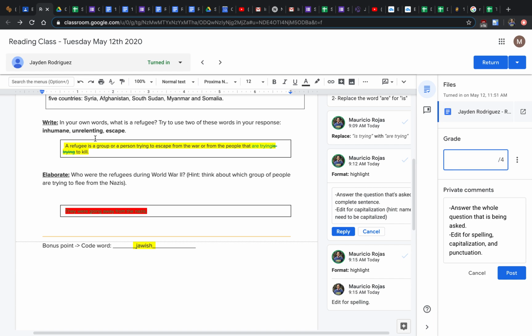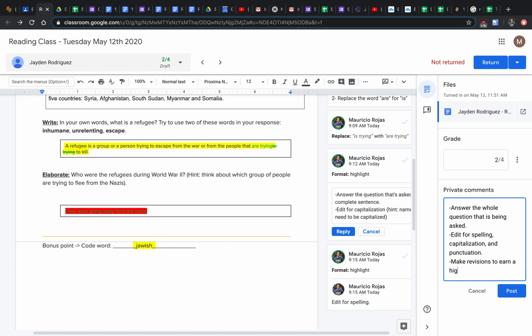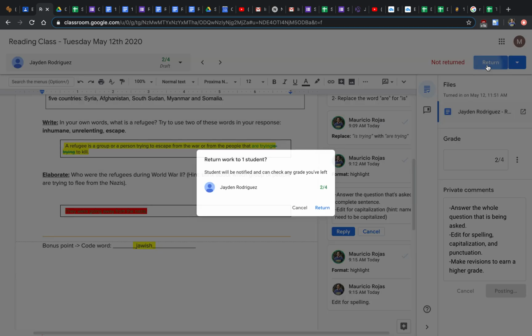He didn't get any complete answers all the way correct, so I wouldn't give it a 3, but he did show effort and had an answer for all of them, and he did have some partially correct answers, so he earns a 2. Make revisions to earn a higher grade. If he implements this feedback, then he can earn a 3. Post, and then I'll return it to him.